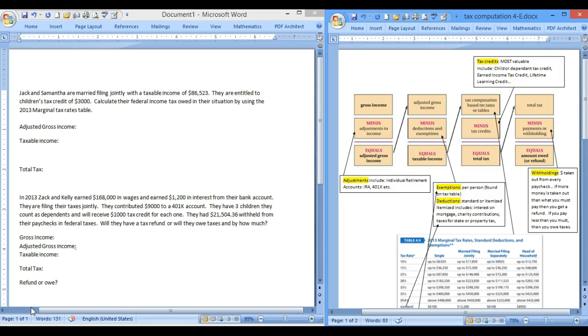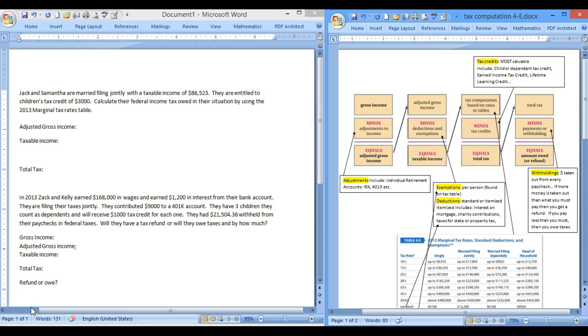Jack and Samantha are married and filing jointly with a taxable income of $86,523. They are entitled to a children's tax credit of $3,000. Calculate their federal income tax owed in their situation by using the 2013 marginal tax rates table.